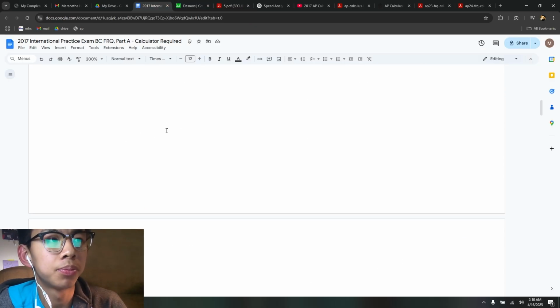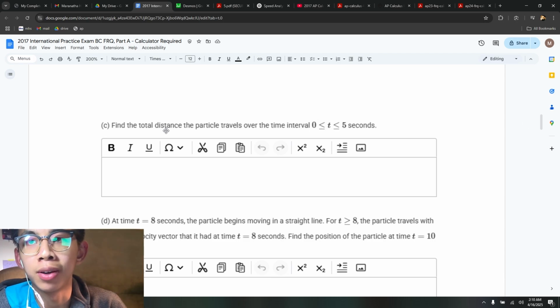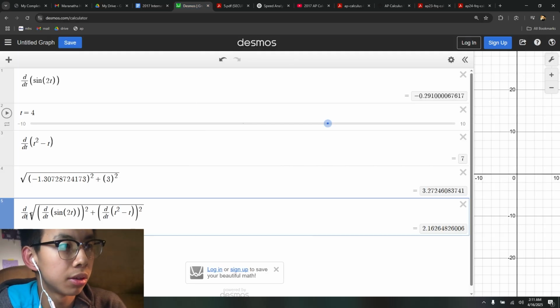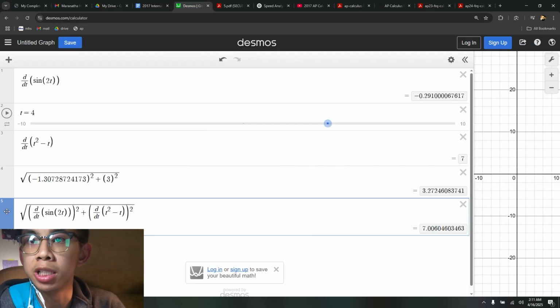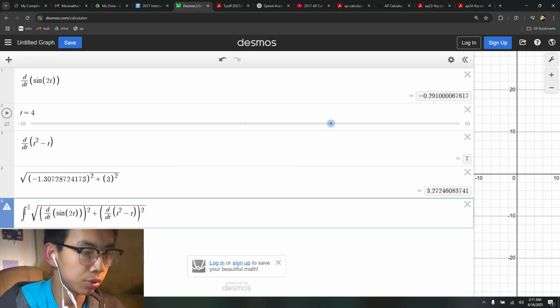Okay, next one. Find the total distance the particle travels over the time interval from 0 to 5 seconds. Like we've done this whole year as well, the distance is the integral of the velocity. Right? This is my speed function. What do I do? Integral from 0 to 5 of this whole thing.